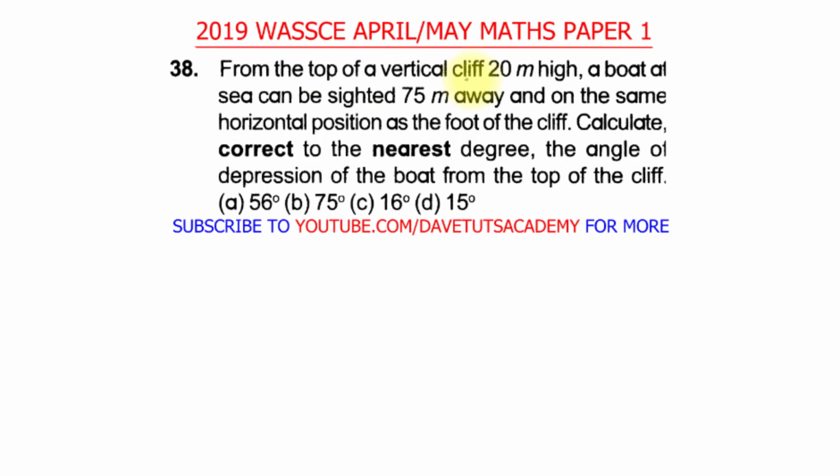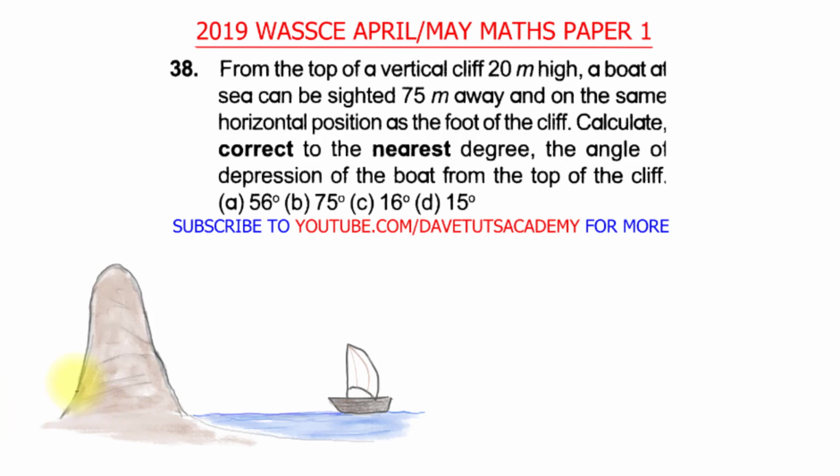From the top of a vertical cliff 20 meters high, a boat at sea can be sighted 75 meters away and on the same horizontal position as the foot of the cliff. We need to understand that for us to be able to interpret this question very well, we have to calculate, correct to the nearest degree, the angle of depression of the boat from the top of the cliff. So let's look at a pictorial view of what we are talking about here. This is a cliff, this is a ship that is at sea.